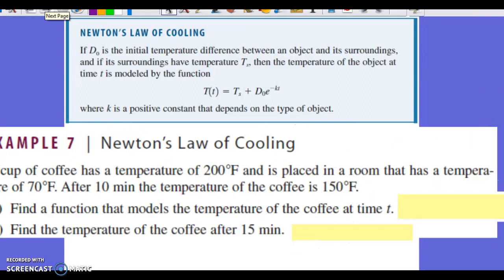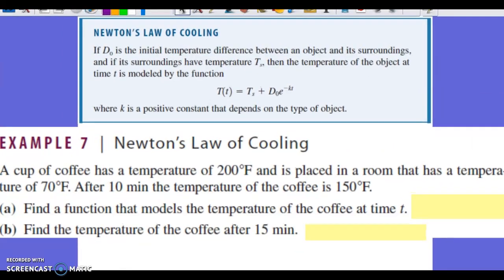Okay, so here's another application, Newton's law of cooling. And what this law has is the temperature of the surroundings. T sub s is like the temperature of the room that you're in. Your d sub 0 is the initial temperature difference between the room and the object you're looking at or holding or whatever. It'll make a lot more sense once you see a word problem. And then your negative kt, k is just a constant.